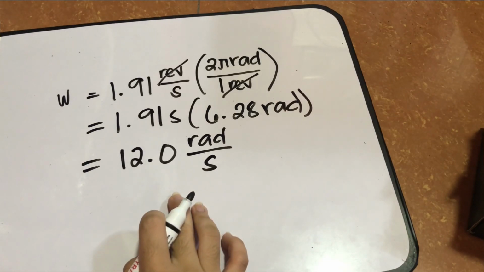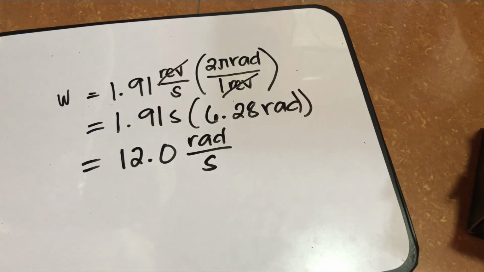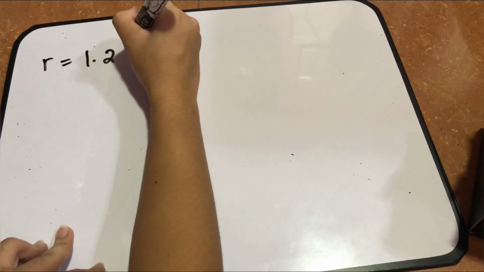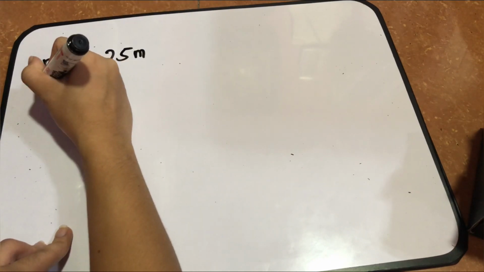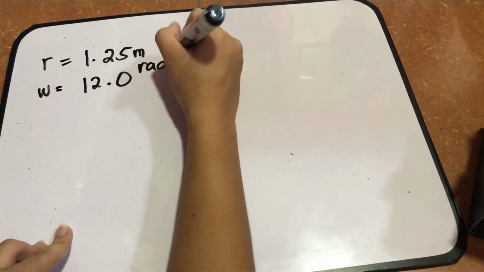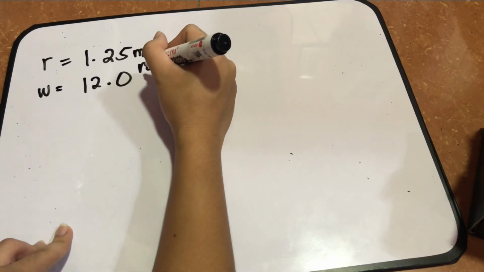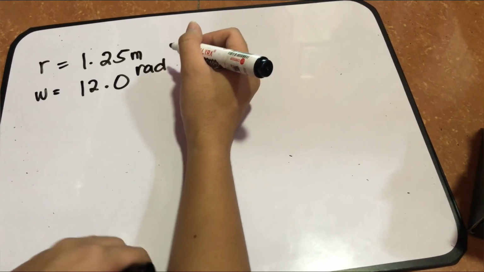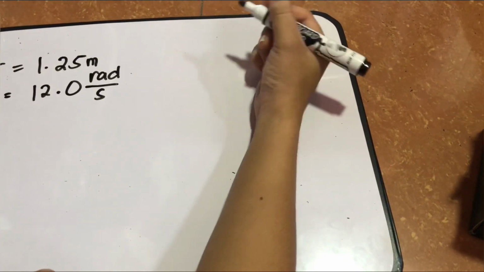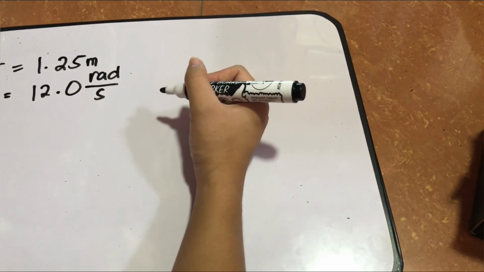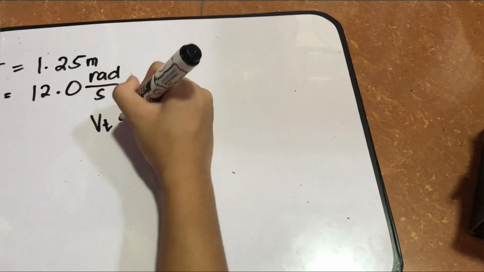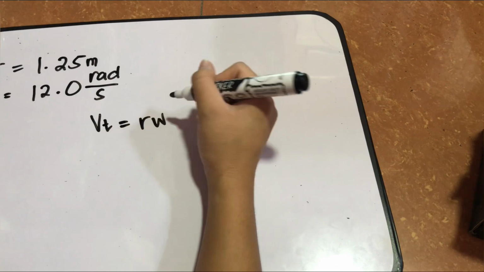So that is our rotational speed. Since we now have the radius of 1.25 meters and the rotational speed of 12.0 radians per second, we just need to solve to get its tangential speed. So, Vt is equals to R omega.